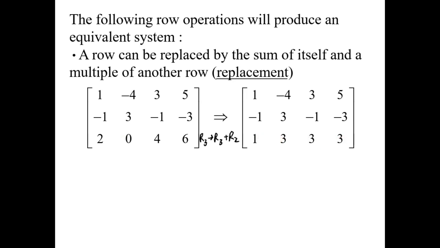Okay, so that's a list of 3 things that we are allowed to do. Those, by the way, are the only 3 things we're allowed to do that would result in an equivalent system to the one we started with.